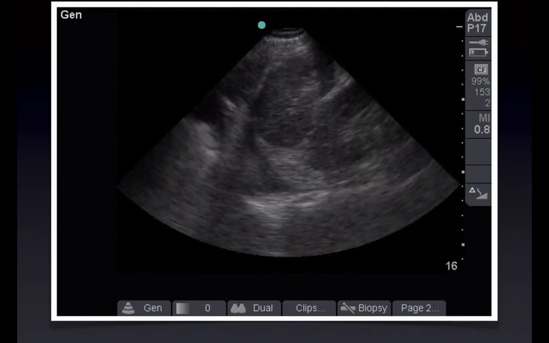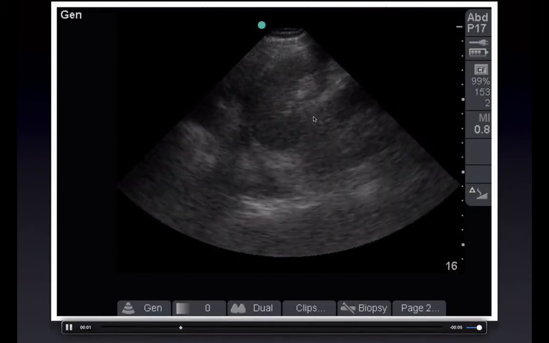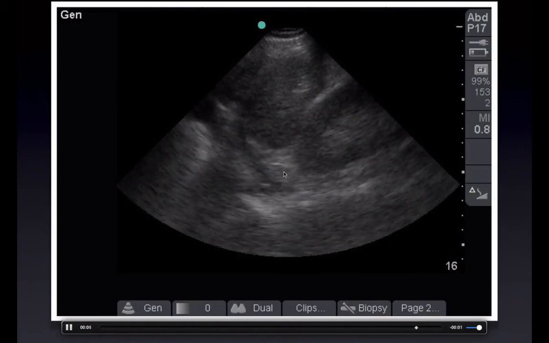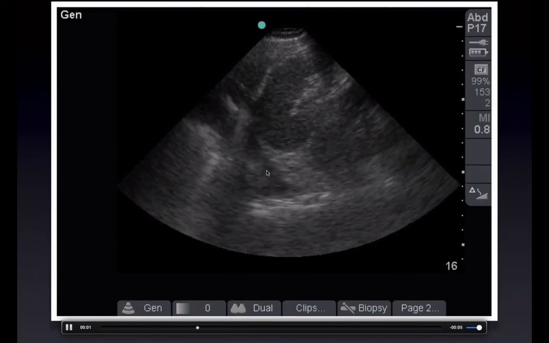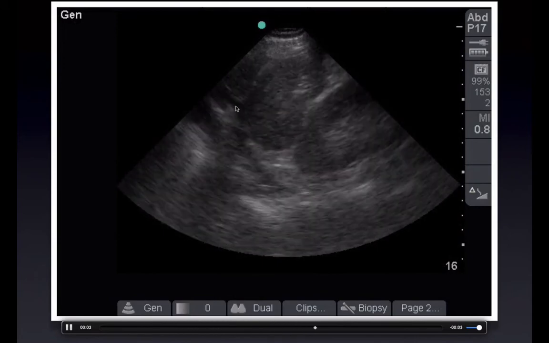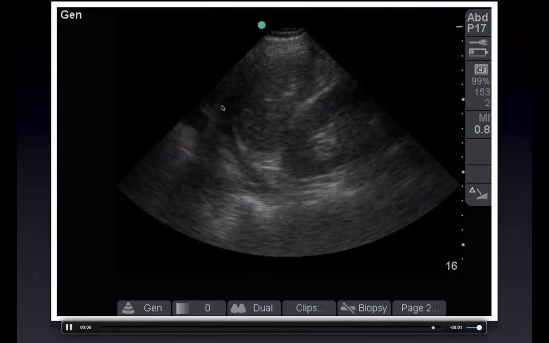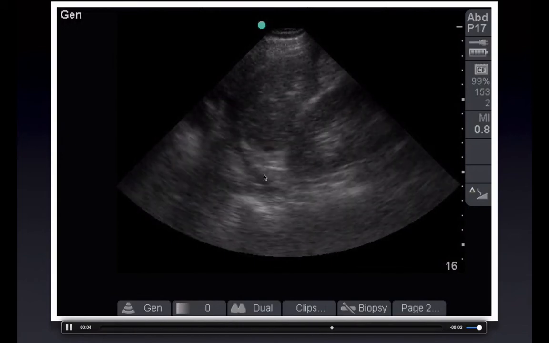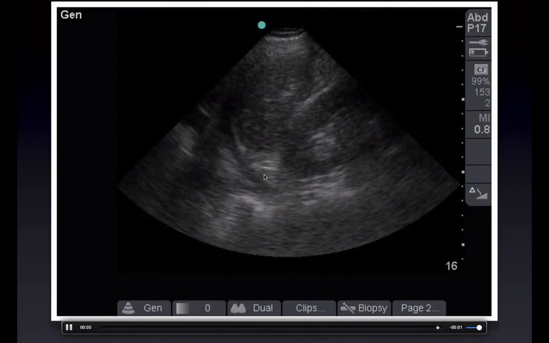Left upper quadrant, there's no intraperitoneal blood, right? You have the kidney, the spleen, but then you have the chest, and you lost mirroring, and you see this structure moving here. That's a lung moving. So you have basically a hemothorax. In the setting of trauma, it's always going to be blood.